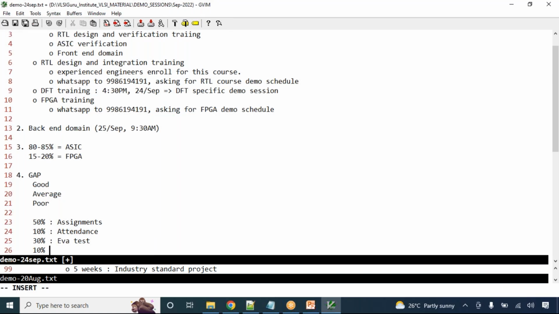10% for presentation sessions. It means regularly we keep conducting evaluation tests, and regularly we make the students give presentations. The intention is that most of the people who come to the institute do not have the required communication skills. One is that you need to learn technically, and one is that you need to learn how to present things. So we regularly make you give presentations.